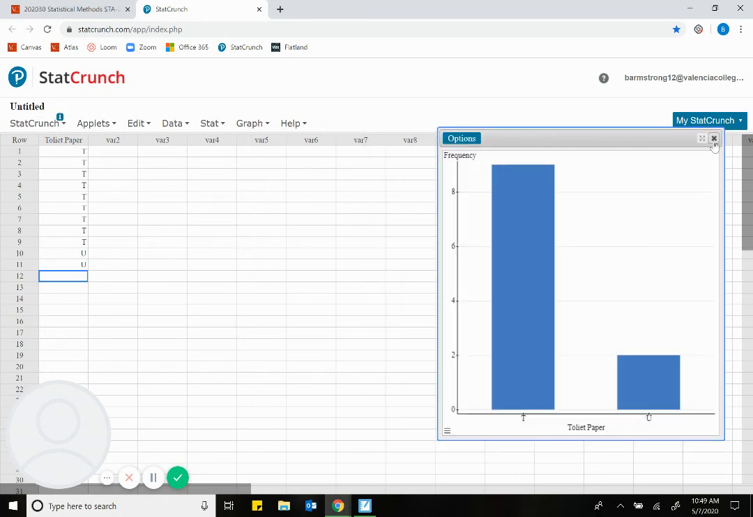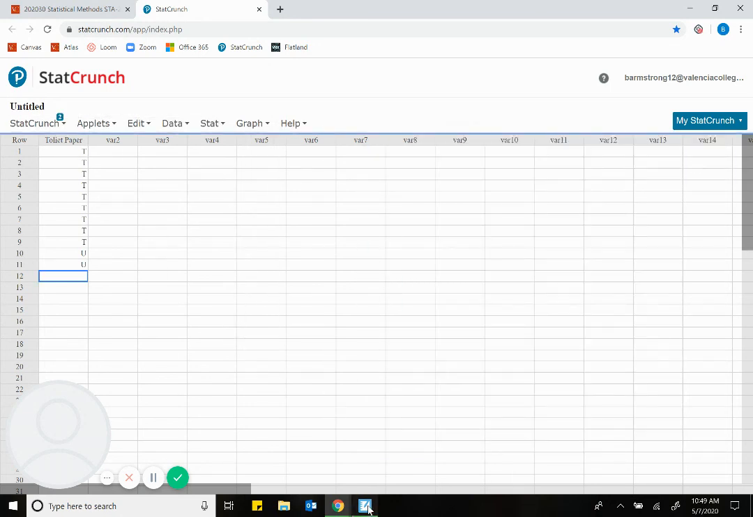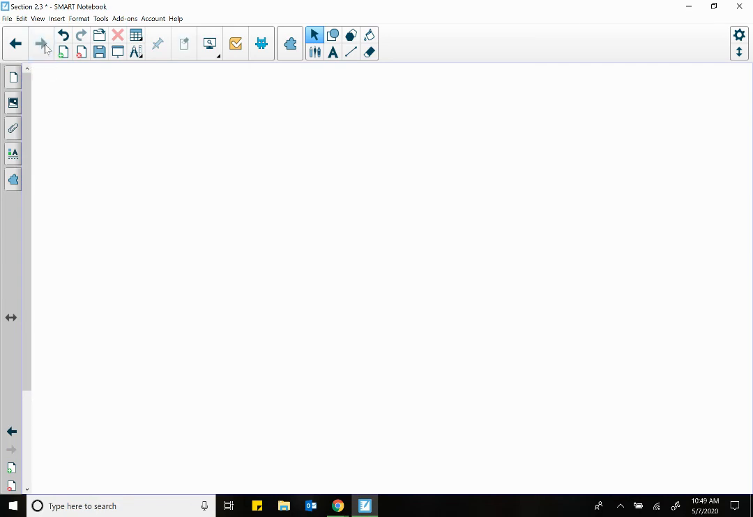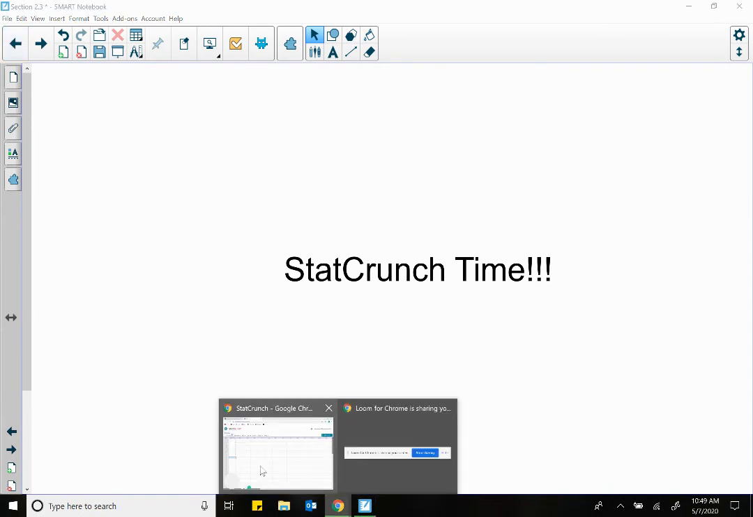So those are the two displays that we use for categorical data. In 2.4, we'll talk about how we summarize this data, and then we can start looking at some of the problems you're going to run into for the homework. So bar graphs and pie charts are how we display categorical data. Have fun.